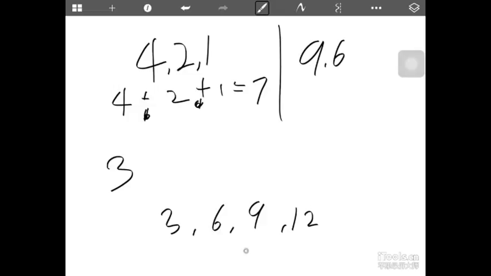Looking at 96, add the digits up, but put a comma here so it's 9 and 6, not 96. Convert the comma to a plus sign and add them up, so we'll get 15, and 15 is divisible by 3, so 96 is divisible by 3.